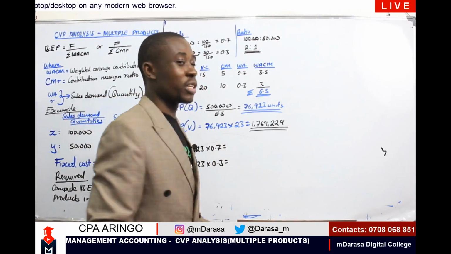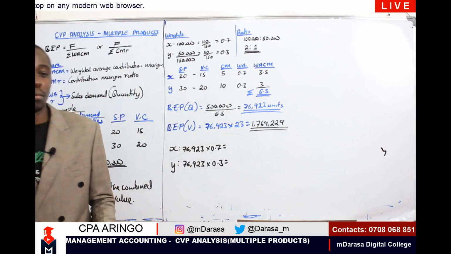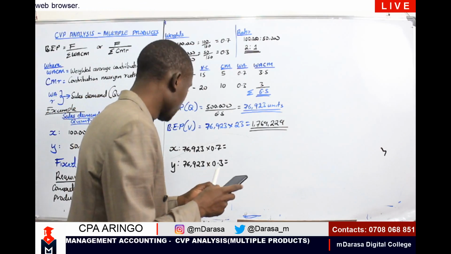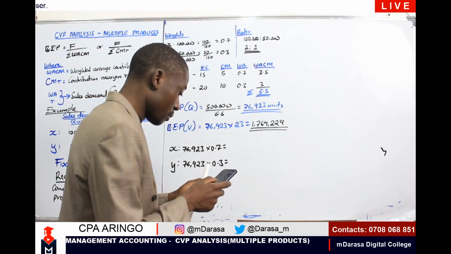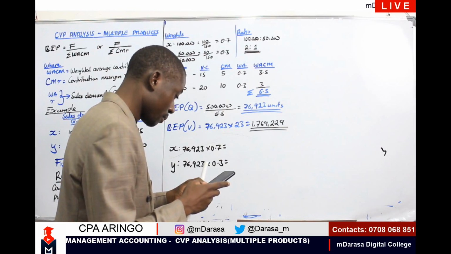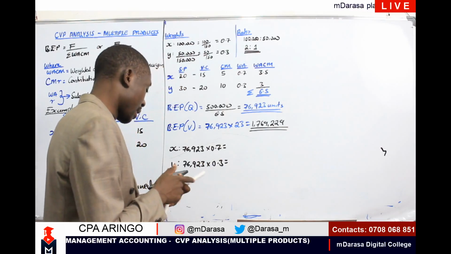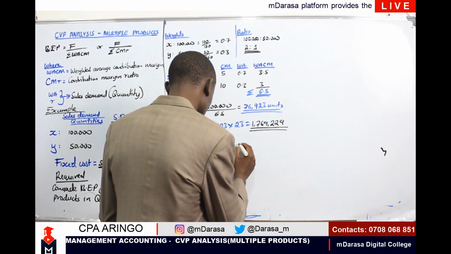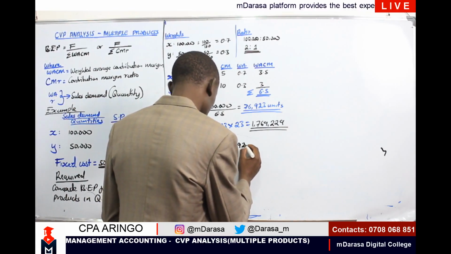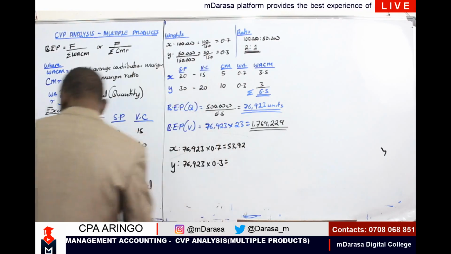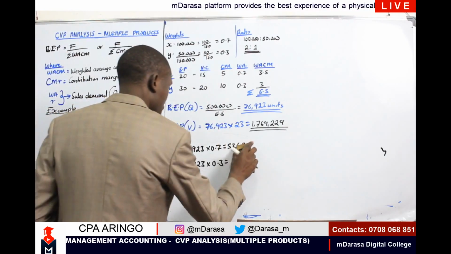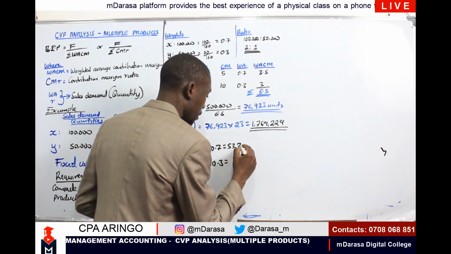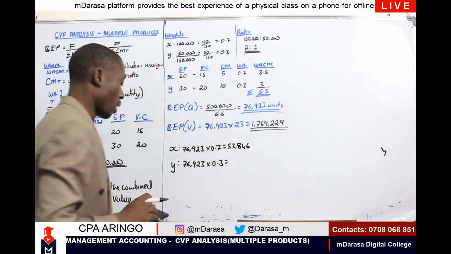Confidently at this point, this should give us a break-even point in quantity for each product. So therefore, we should be having 76,923 by 0.7. The first case, I can clearly see we do have 53,846. What about for Y?